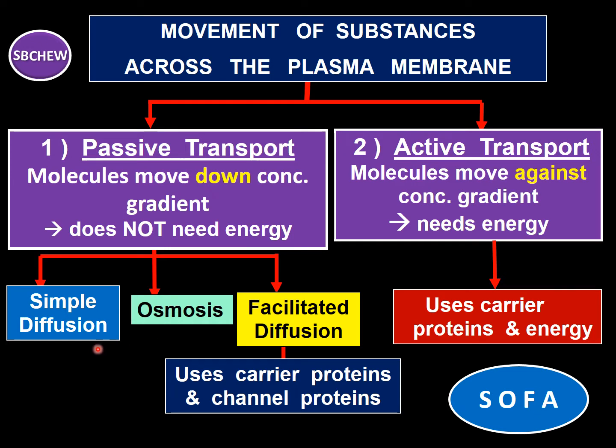For simple diffusion and osmosis, molecules move through the phospholipid bilayer, such as water for osmosis, and then for simple diffusion, vitamins A, D, E, and K, which are lipid soluble, can pass through the phospholipid bilayer, and also lipid soluble molecules like fatty acids and glycerol. For facilitated diffusion, molecules that use carrier proteins are like glucose, and ions use the channel proteins to move past the plasma membrane.